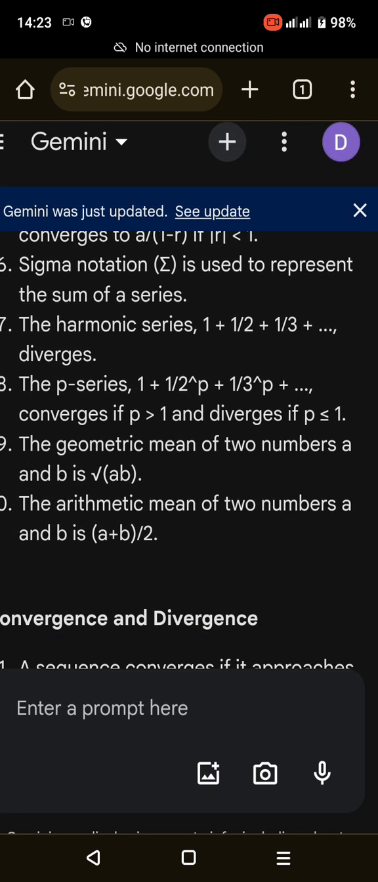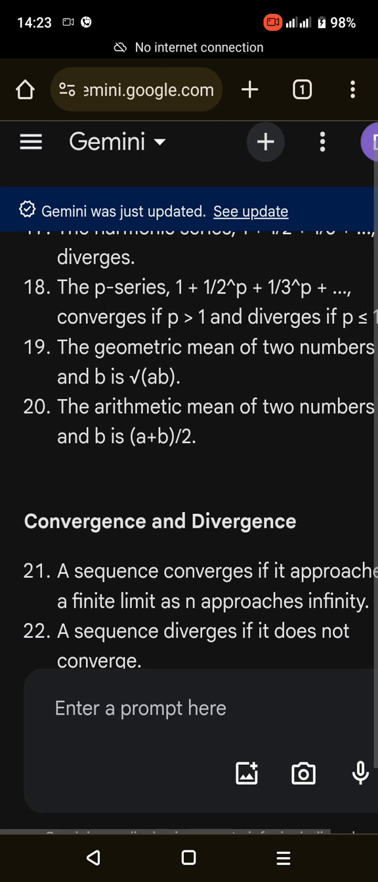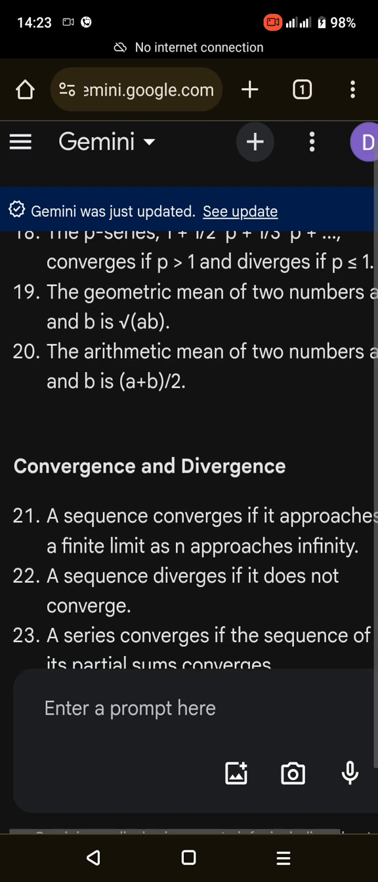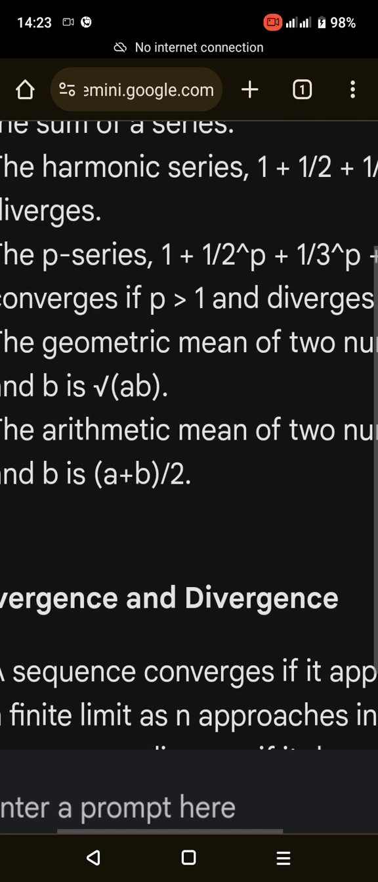18. The p-series, 1 plus 1/2^p plus 1/3^p plus and so on, converges if p is greater than 1 and diverges if p is less than or equal to 1. 19. The geometric mean of two numbers a and b is the square root of ab. 20. The arithmetic mean of two numbers a and b is (a plus b) over 2.